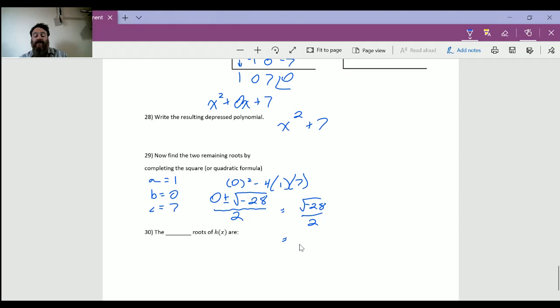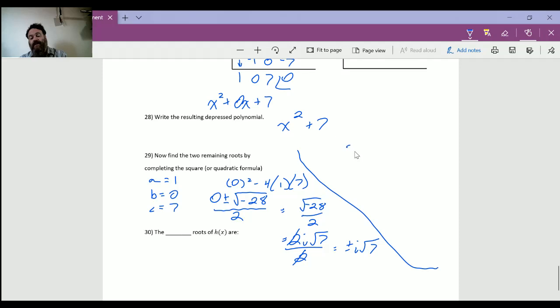Square root of 28, that's 2 times 2 times 7. So we have a pair of 2's. It is negative, and there's still a 7 inside, and the 2's cancel. So what you end up with is positive and negative i square root 7. Okay, if you want to do it that way, that's cool.